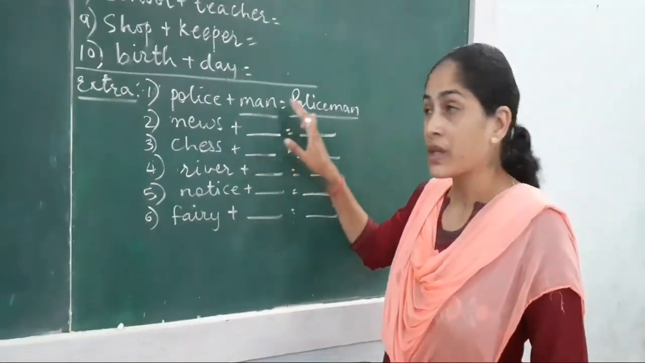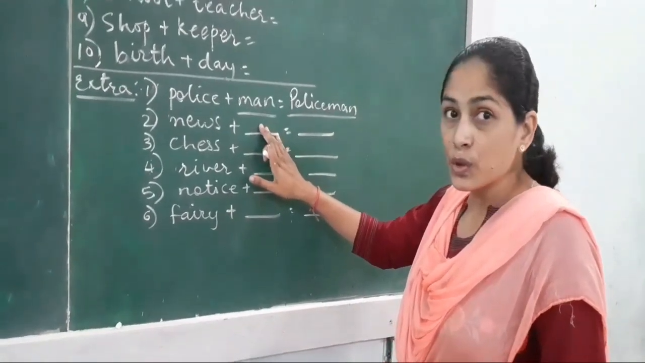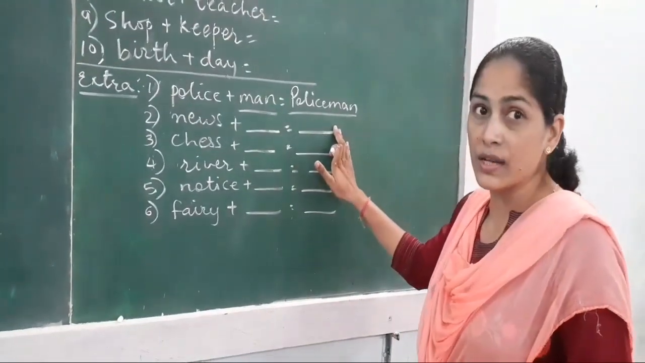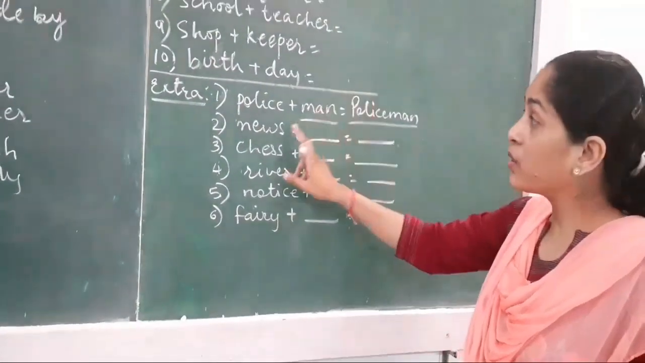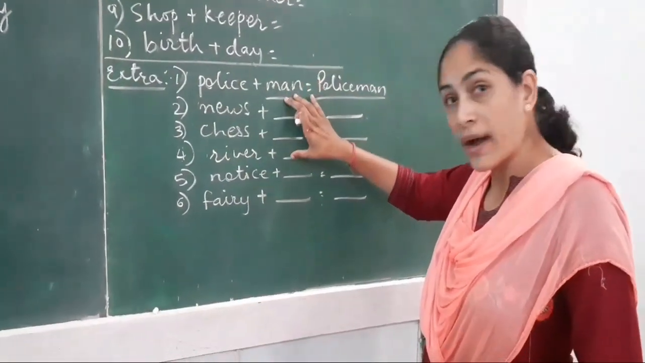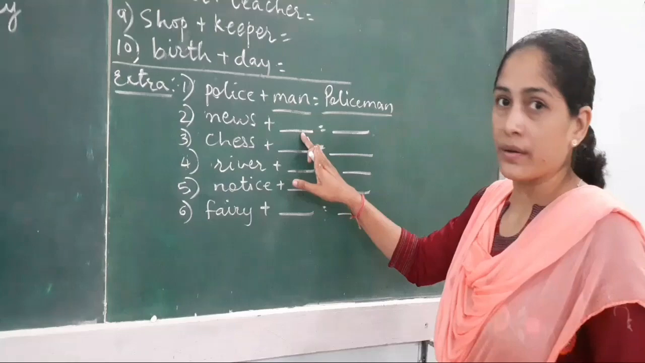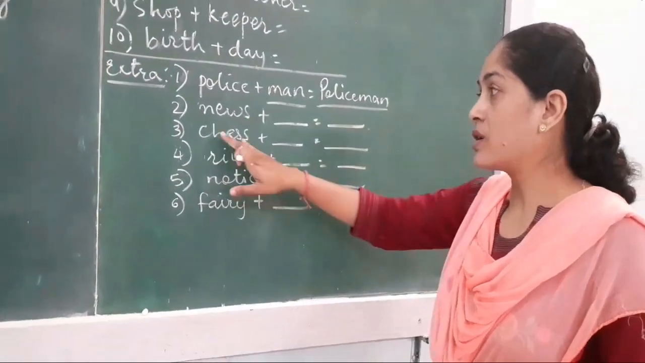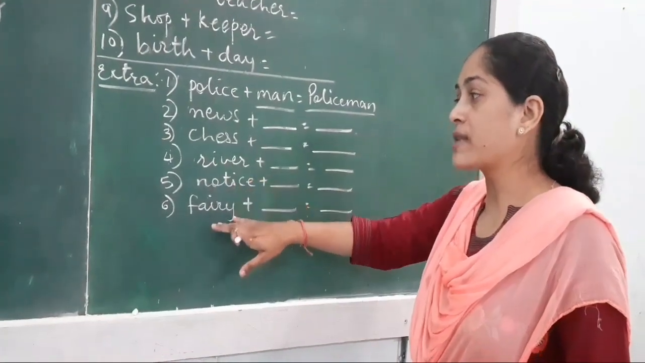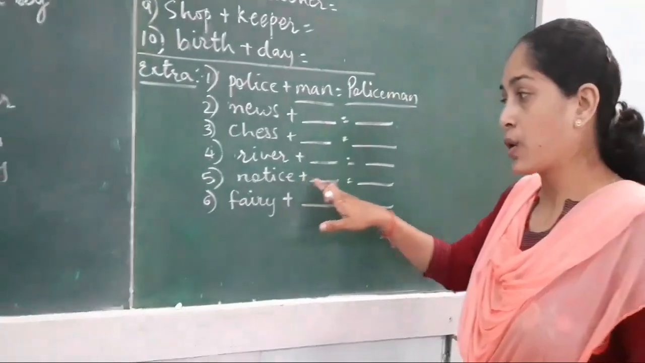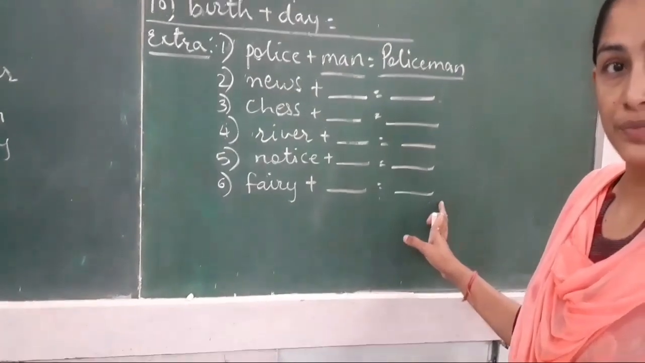Police plus man. The word would be policeman. What are we doing here? The other word you have to write yourself and make a new word yourself. Here what we have done, I have given you two words, and you are making only the compound word. Here you are given one word, the other word you have to write and make a compound word out of it. Second one, news plus what? Make a new compound word. Third, chess plus what? Make a new compound word. So like this you have to try with fourth, fifth and sixth also. River plus what? Notice plus what? And ferry plus what? So try it out and write it in the notebook also.